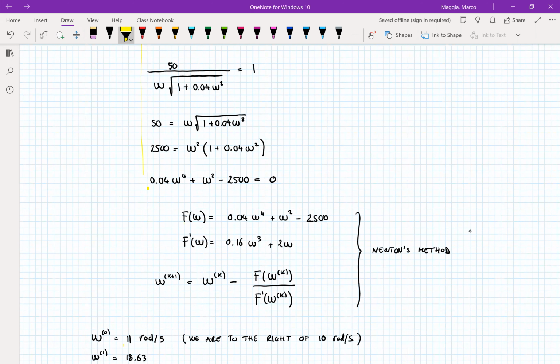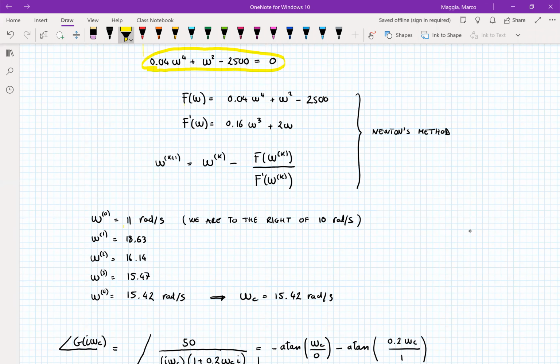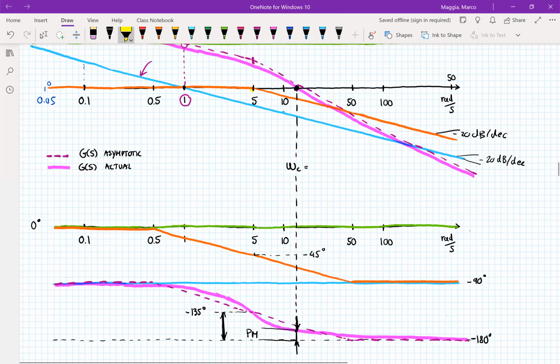In this case, we end up with an equation of fourth order. So once again, we can use Newton's method, and we find, after 4 iterations, that the crossover frequency is 15.42 radians per second. So our crossover frequency is 15.42. So let's go up and write that number.